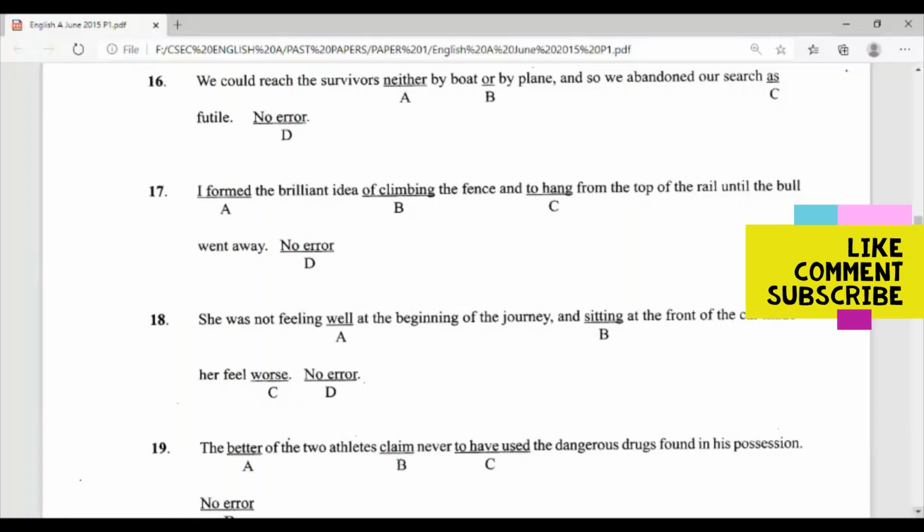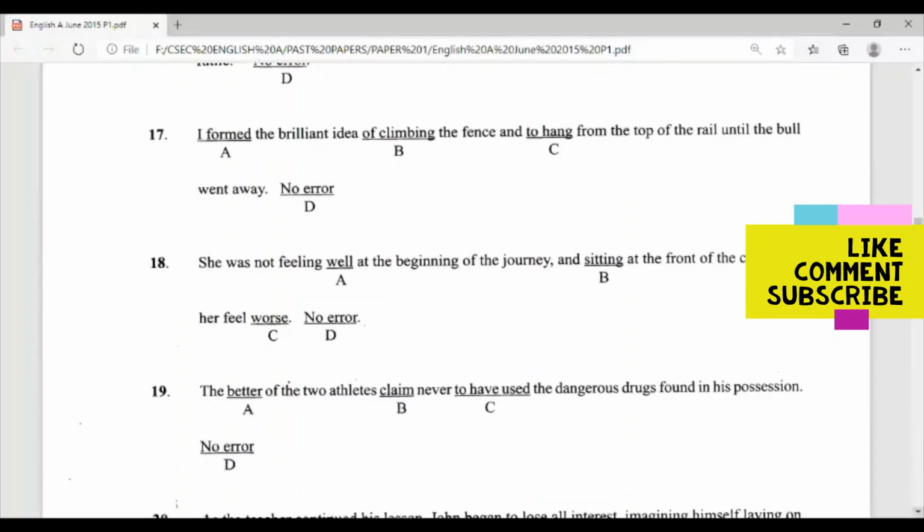Okay, that's one expression, one idea. But then we're continuing to say and. We're giving more information. And sitting at the front of the car made her feel worse. It could have been that it could say, and when she sat at the front of the car, she felt worse. So it's fine to say sitting at the front of the car. So we're going to say the sentence has no error at this time.